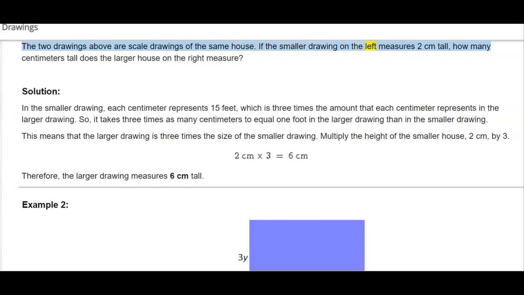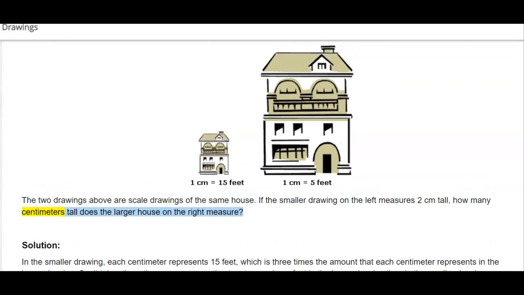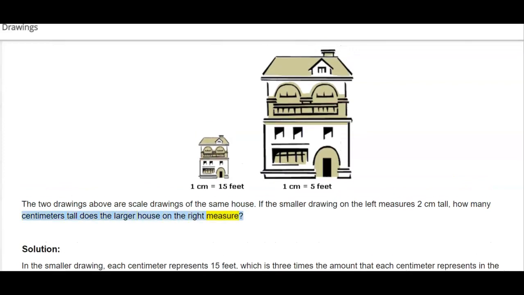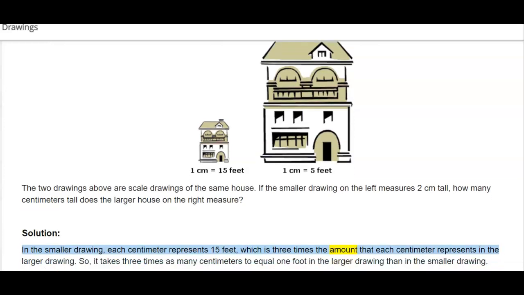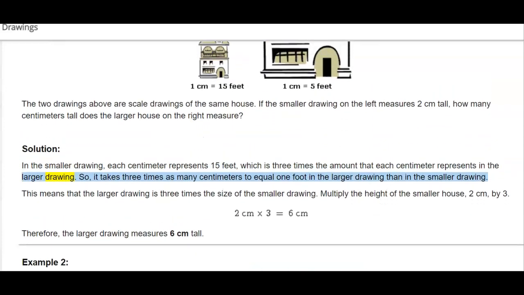If the smaller drawing on the left measures 2 centimeters tall, how many centimeters tall does the larger house on the right measure? Solution. In the smaller drawing, each centimeter represents 15 feet, which is 3 times the amount that each centimeter represents in the larger drawing. So, it takes 3 times as many centimeters to equal 1 foot in the larger drawing than in the smaller drawing. This means that the larger drawing is 3 times the size of the smaller drawing. Multiply the height of the smaller house, 2 centimeters, by 3. Therefore, the larger drawing measures 6 centimeters tall.